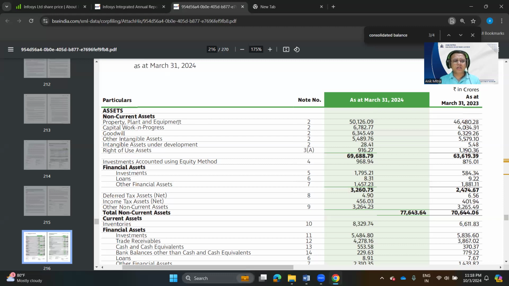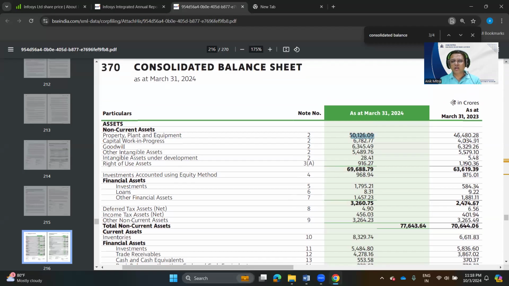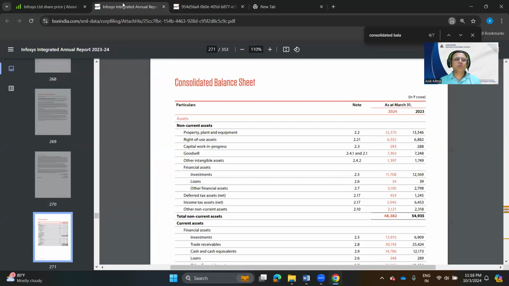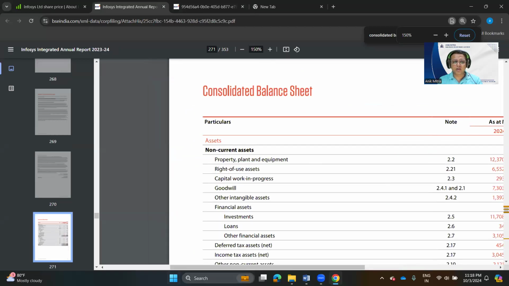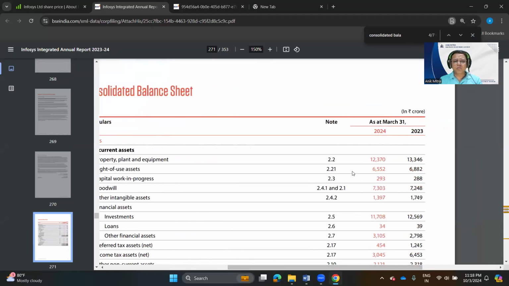So under non-current assets, the first line item is property, plant and equipment. Now you just have a look at the property, plant and equipment. It's 50,000 crore. Its unit is in crore. You can see here, rupees in crore. So its property, plant and equipment is 50,126 crore as per 31st March 2024. 50,000 crore, just imagine. Let's go to Infosys. This is also in crore. Let me zoom it a little bit. This is property, plant and equipment. Just have a look. 12,370 crore.